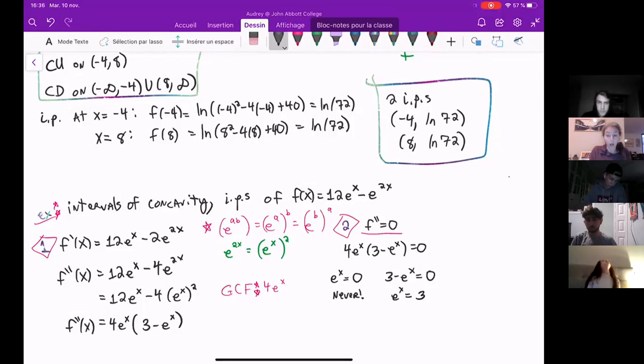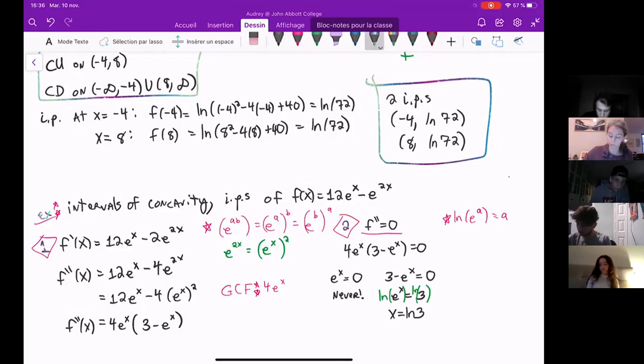We saw before that ln of e to the a is just equal to a. We saw that ln and e cancel each other out, which means that here I can actually do ln of both sides to isolate my x. So x is going to equal ln 3. So in other words, to isolate x from e, we do ln of both sides.